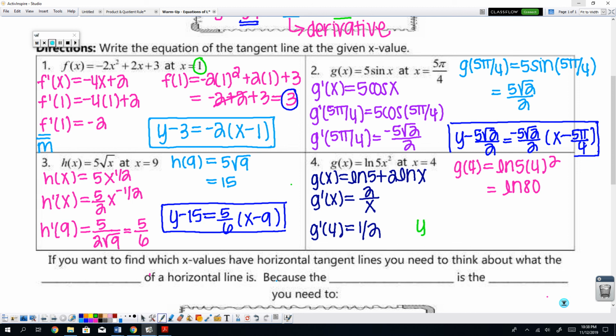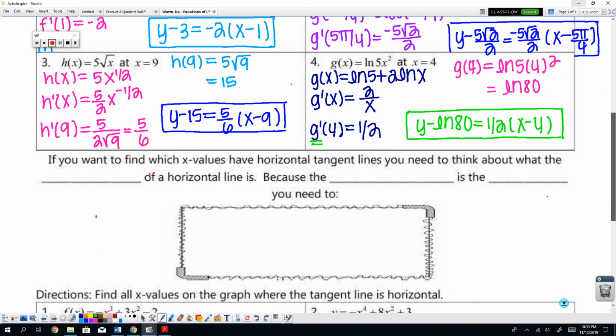So I'm going to write y minus ln 80 equals, my slope is right here, so 1/2 x minus 4. It is absolutely okay that you don't know ln 80. It's just a number. It's just a number.